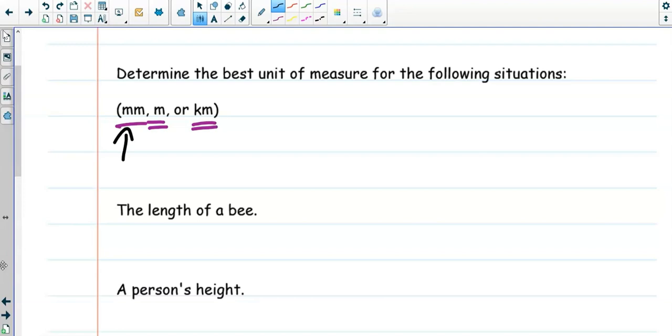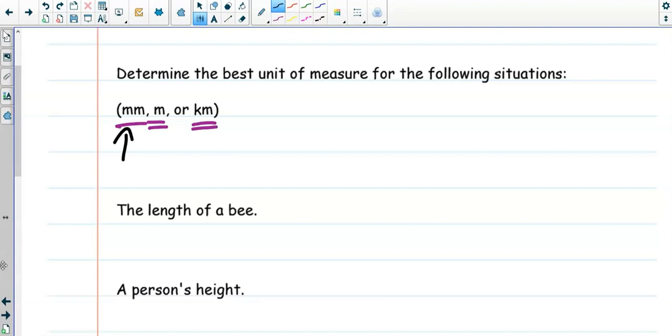Okay? The altitude of an airplane. Again, it's not really small. It's not like the height of a person. Airplanes are way up in the air, so that's got to be kilometers. And they will do this same kind of practice in all the other sections. They'll be like, hey, here's an object. What would you weigh this in? Kilograms, grams, or milligrams?